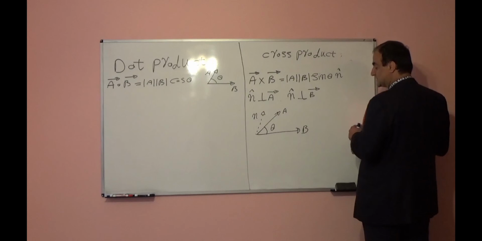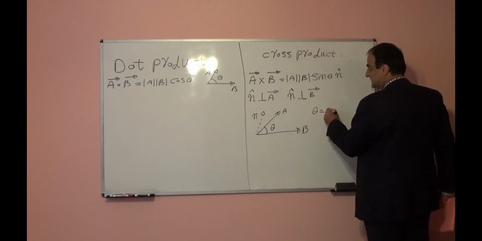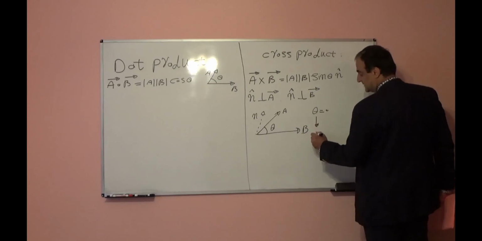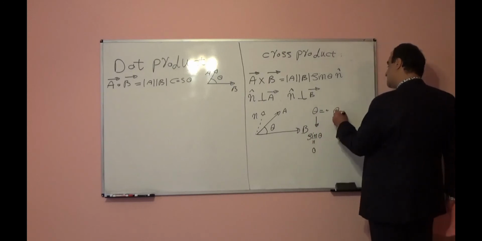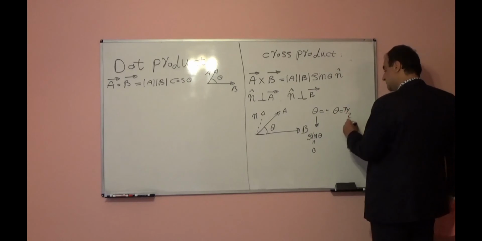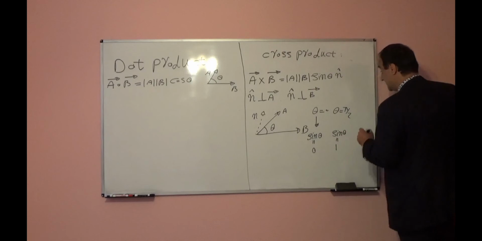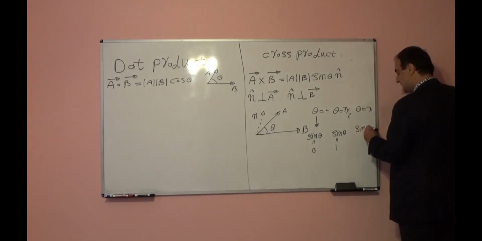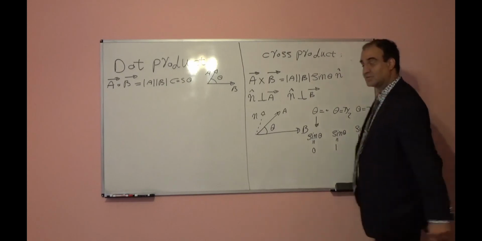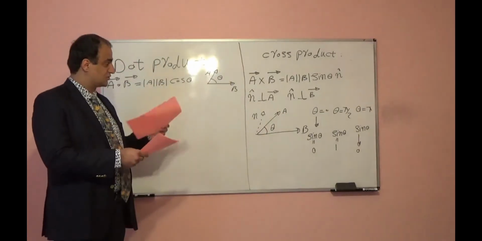And let's see how about theta. Theta is equal to 0. In that case, sine theta will be equal to 0. Theta is equal to pi over 2. Sine theta will be equal to 1. Theta is equal to pi. Sine theta will be equal to 0. From here, we can understand the cross product answer.